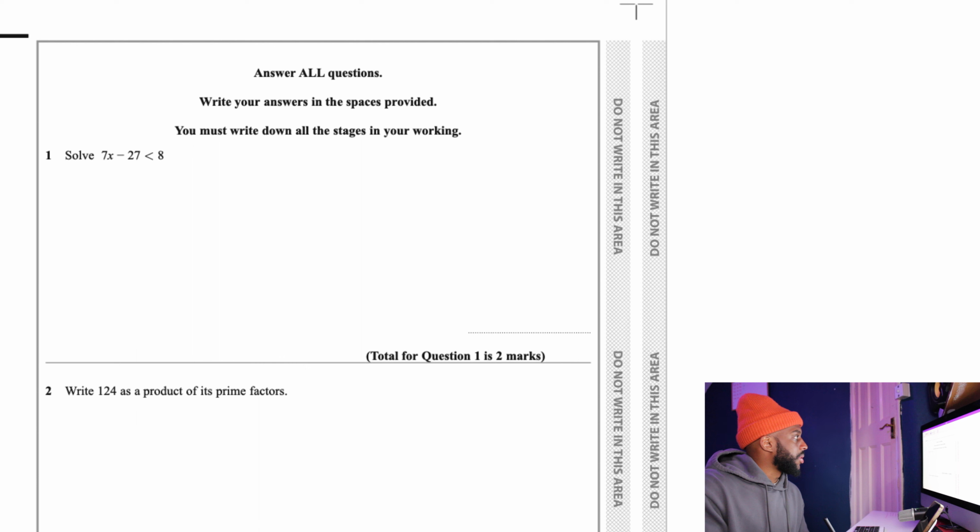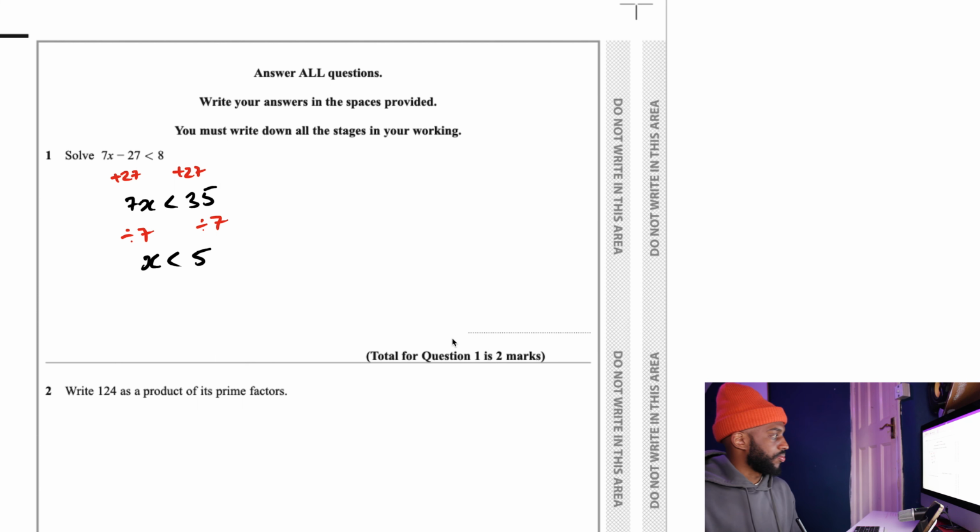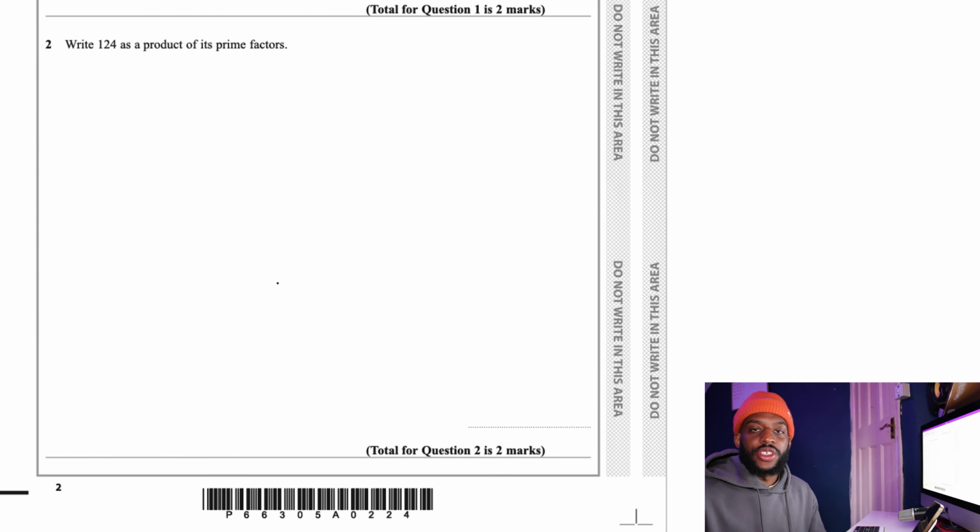So the first step is to add 27 to both sides, giving us 7x is less than 35. Next step is to divide both sides by 7. And that gives us x is less than 5. That's it. In this question, we need to express a number as a product of its prime factors.